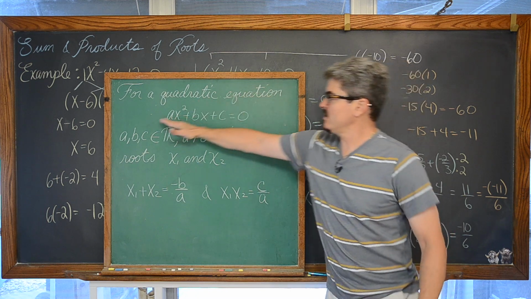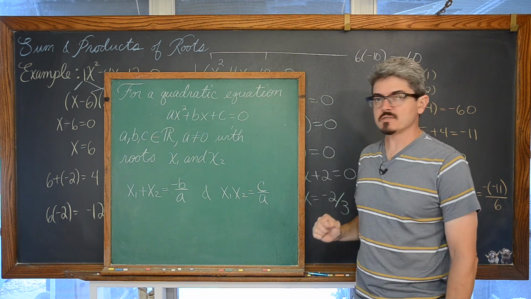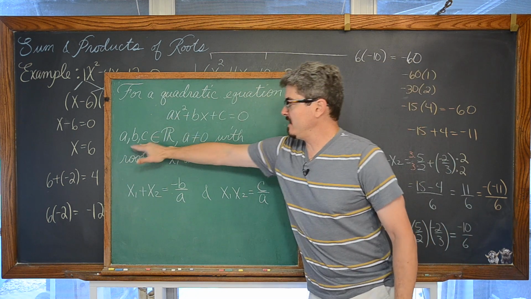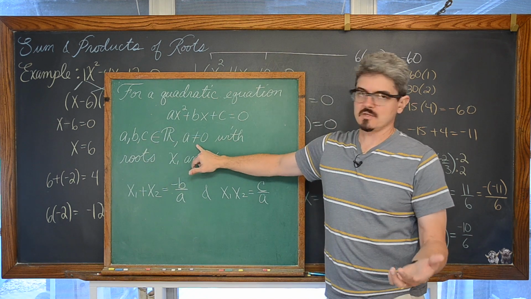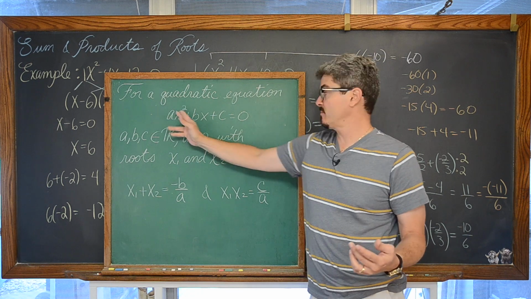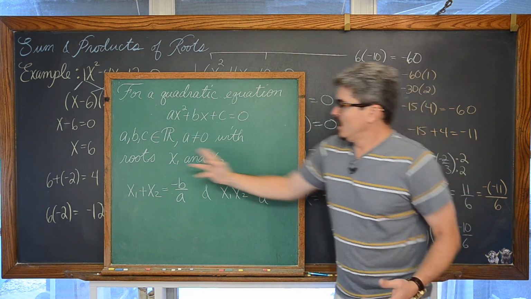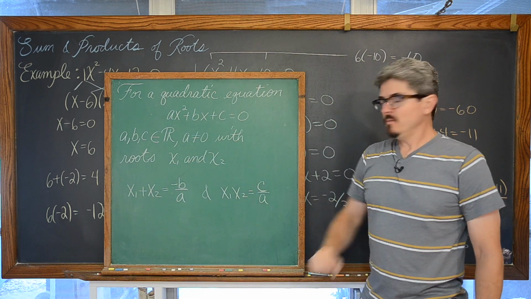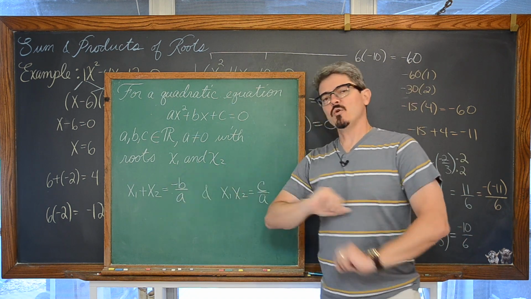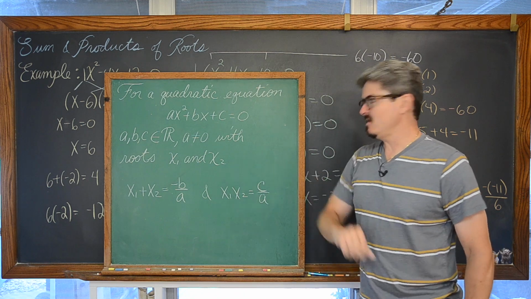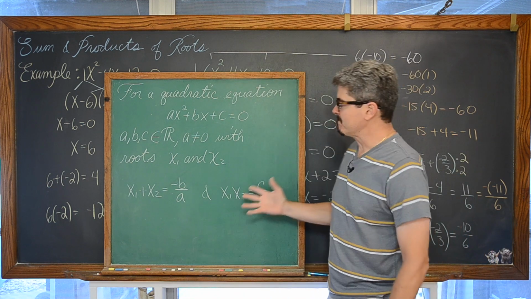So for a quadratic equation, ax squared plus bx plus c equals 0, as long as a, b, and c are elements of the real numbers, and a is not equal to 0, because then you would not be dealing with a quadratic, but a linear function, with the roots of x sub 1 and x sub 2, the sum of those roots is equal to the opposite of coefficient b divided by coefficient a, and the product is equal to c over a.